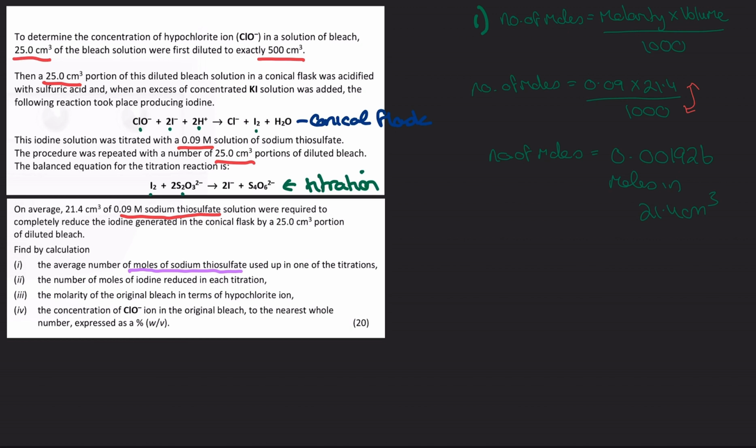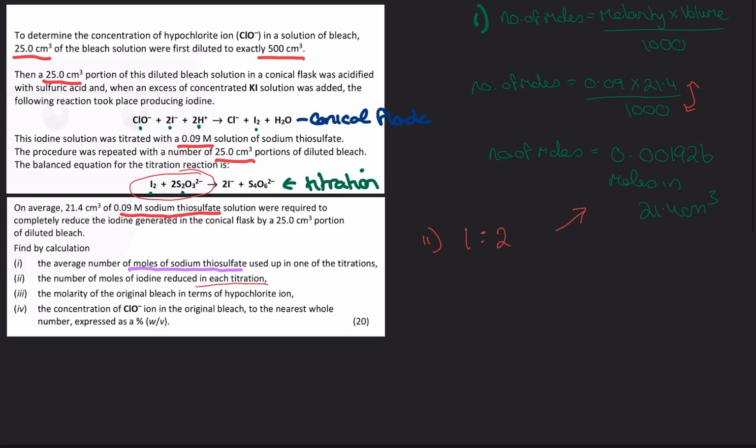Now, part 2. The number of moles of iodine reduced in each titration. So it's the same type of question. We've already worked out how many moles of sodium thiosulfate there were. So if we look here, we have a ratio. 1 mole of iodine reacts with 2 moles of sodium thiosulfate. The amount of moles that actually reacted of the sodium thiosulfate we've already worked out over here. So that would represent the 2.